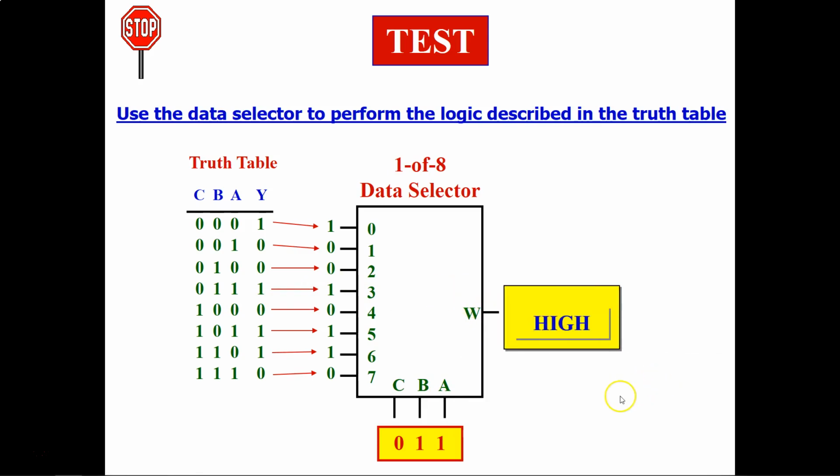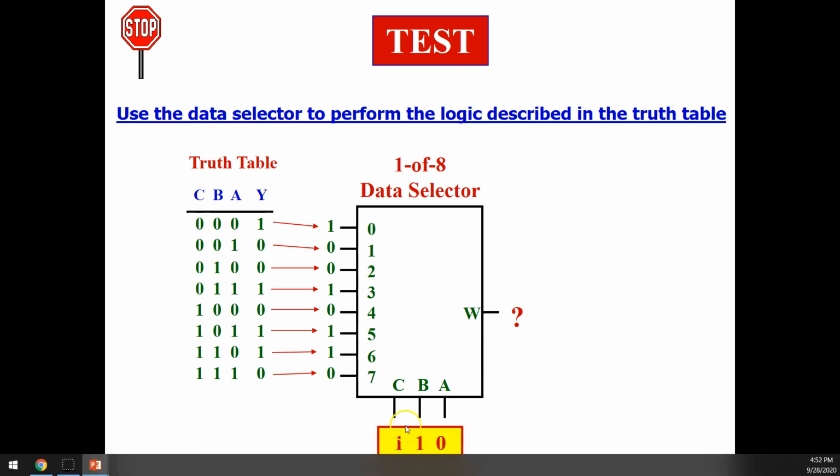Now let's see the next case. When you have 0, 0, 1, this is the place value 0, 0, 1, corresponding to that you have 0, and so the same 0 is going to be obtained at the output side when you have 0, 0, 1 data selected. So that's why you have low.